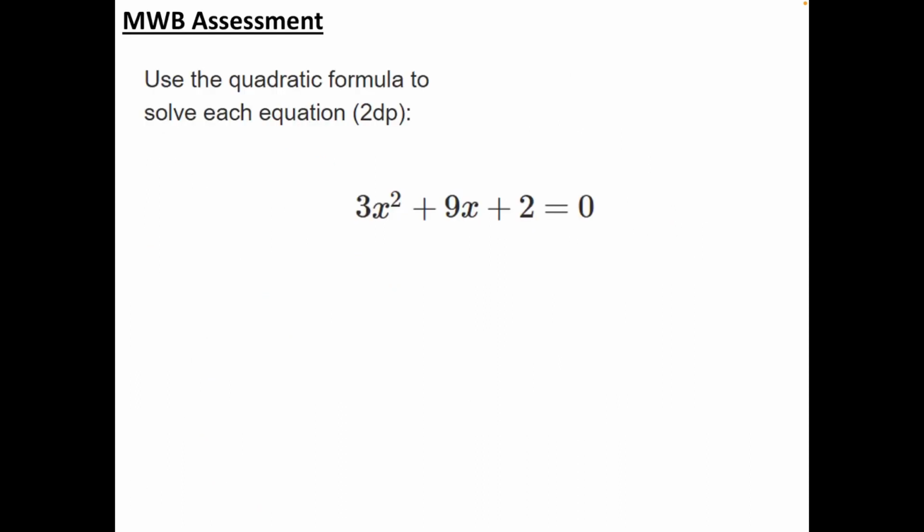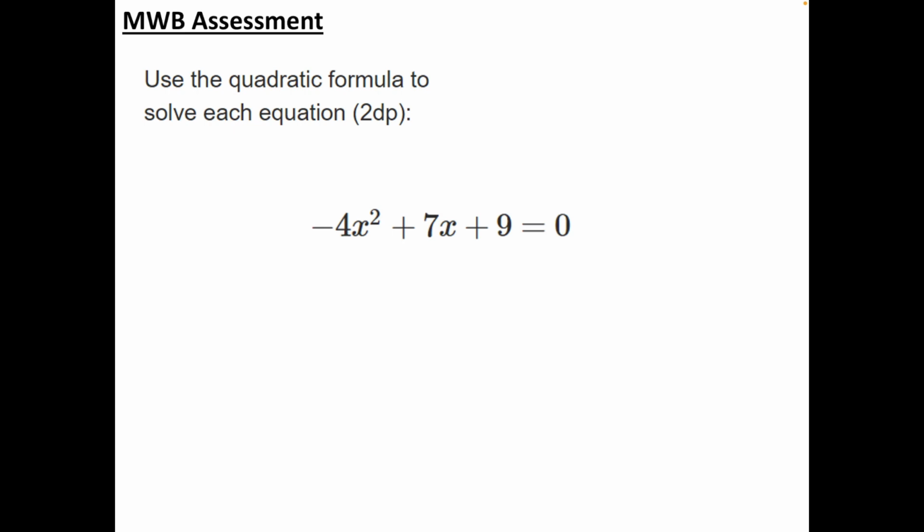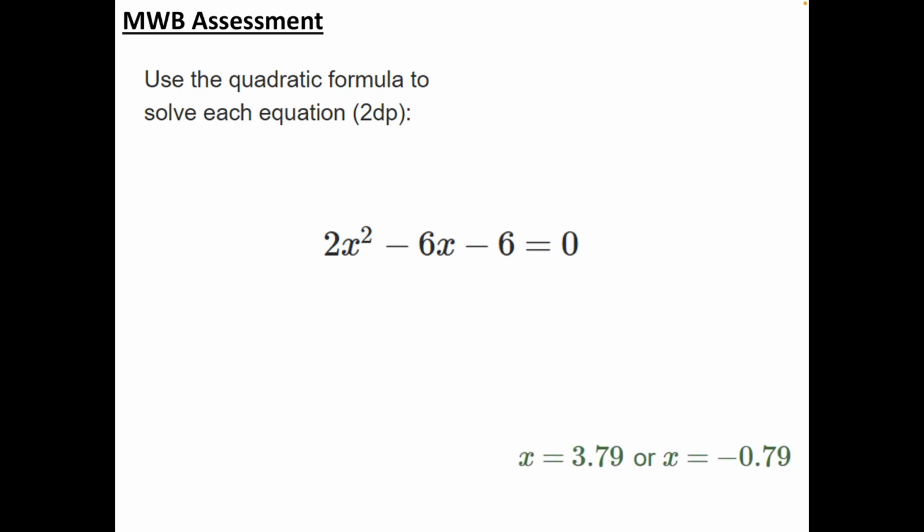Okay, please pause the video here and have a go at this question. And there is your answer. Have a go at this one. And there's your answer. Have a go at this one. Be careful to note that in this case, A is negative 4, B is 7, and C is 9. There's your answer. Have a go at this one. There's your answer.